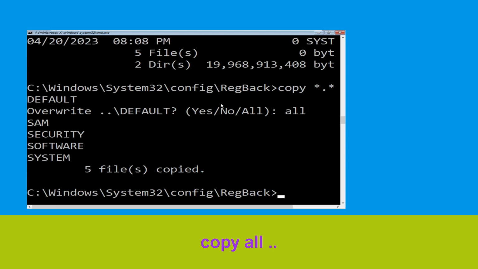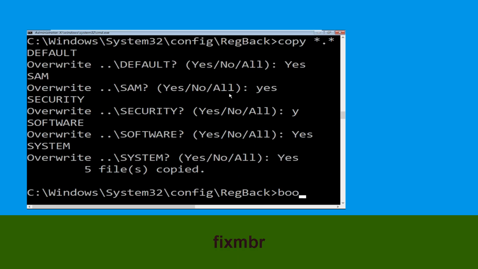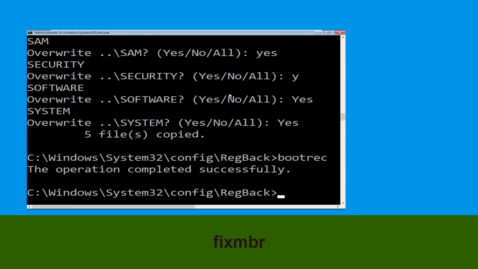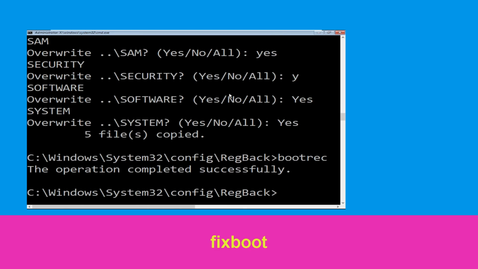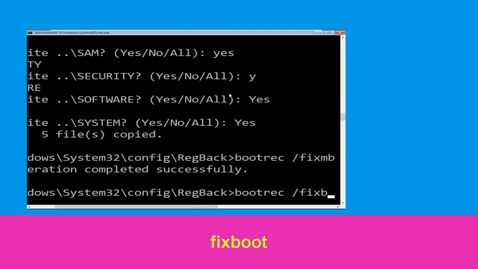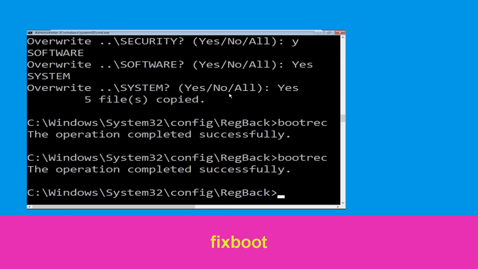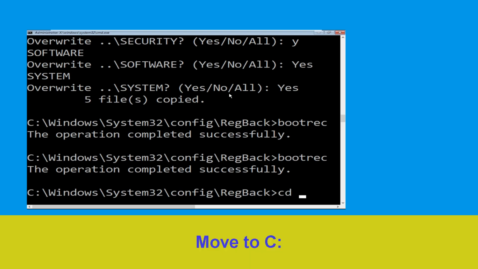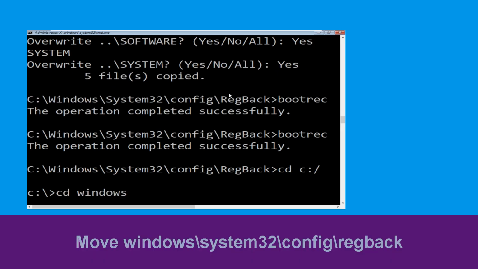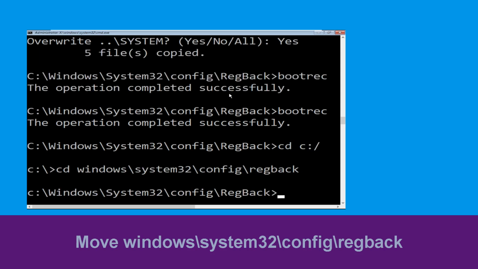Let's move to the next command. Now type bootrec space /fixmbr and simply hit enter. Now type bootrec space /fixboot and hit enter to execute. Type cd space c: / and hit enter. Now execute this command. Type cd space Windows /system32 /config /regback, then simply hit enter to execute this command.